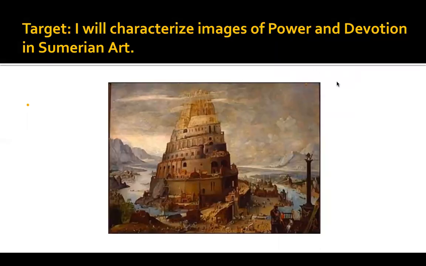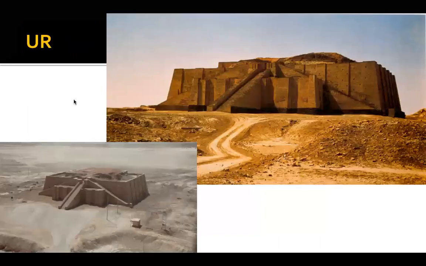So I will characterize power imagery and devotion imagery of Sumerian art. We're almost done with it, and then we'll move on to Akkadian and Babylonian. And so the other site that we have is the site of Ur, and Ur has an enormous temple structure.